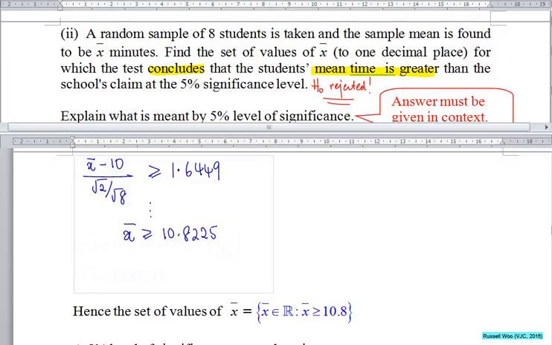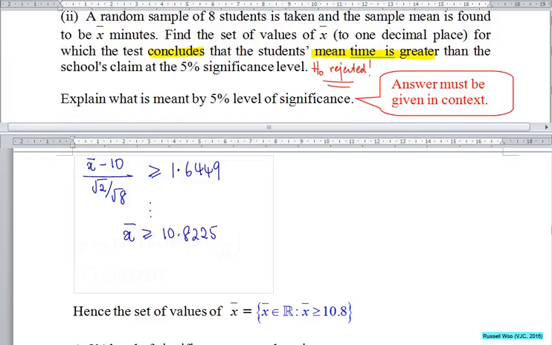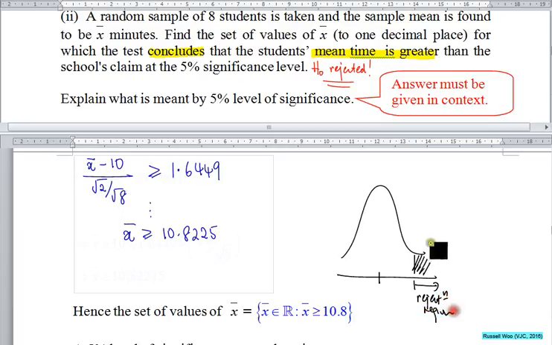Look here. Now the question asks, explain what is meant by 5% level of significance. Wow, this is what I said last week. Can you remember? I'm going to draw a bell curve again. Don't have to copy, I just really want you to see. This is your rejection region, right? That means this is 5%, right?